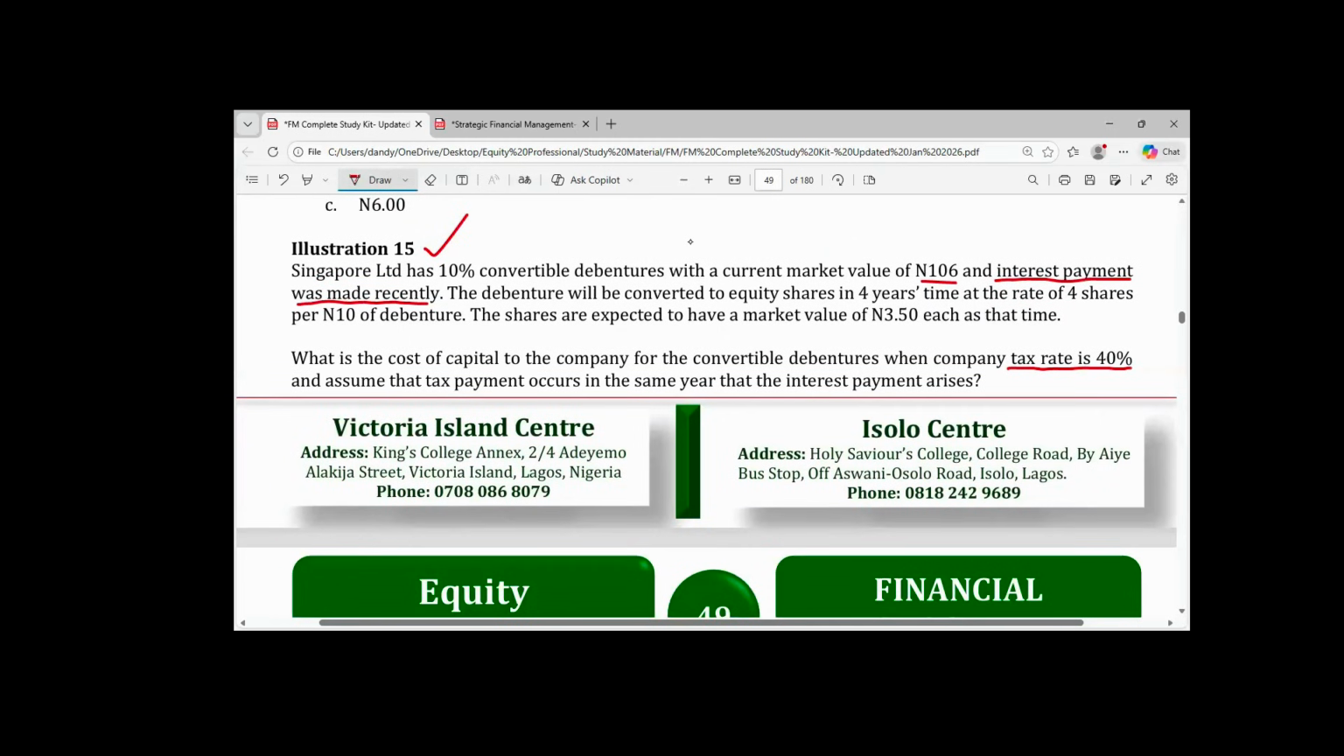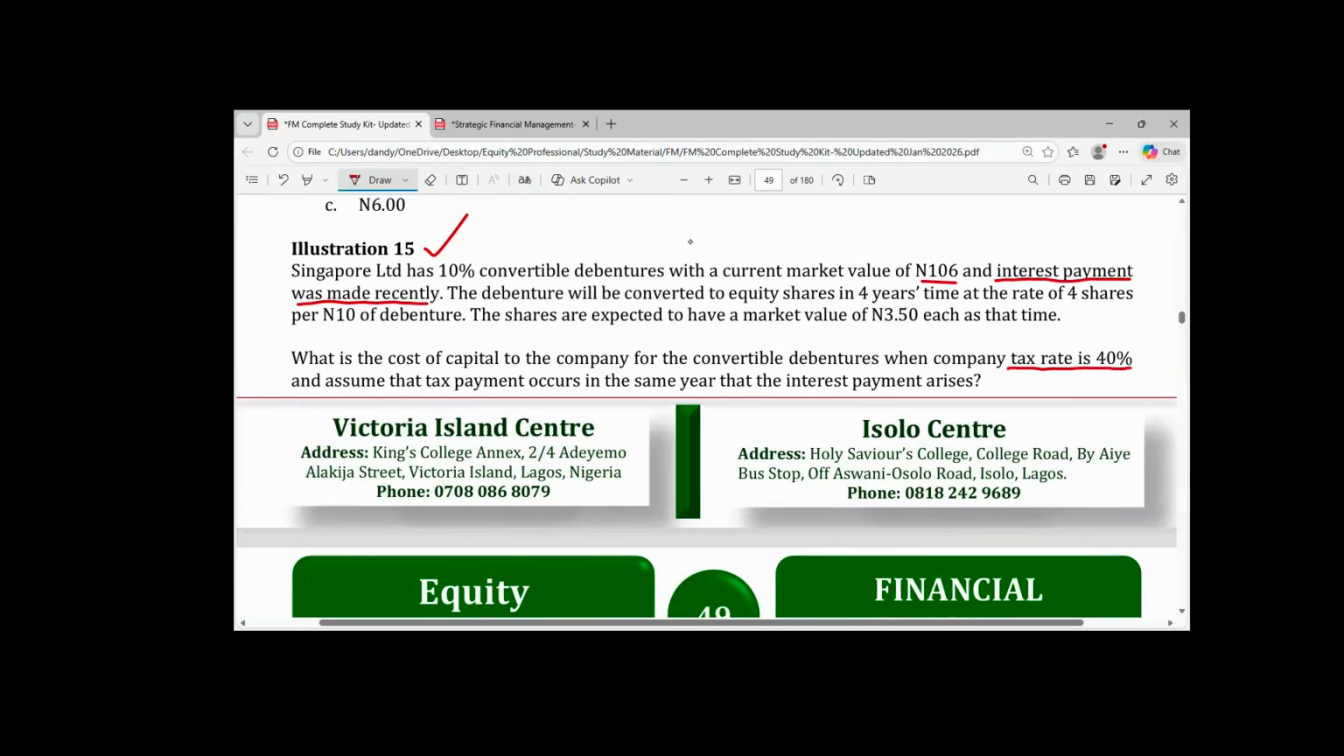All right. So in this case, to solve this question, first thing first, I need to check the current market value given to me. Is it cum interest or ex interest price? Examiner told you that the current market value of this debenture is 106 naira, and interest payment was made recently, it means that the 106 naira is ex interest price. So since interest has been paid, I don't need to make any adjustment.